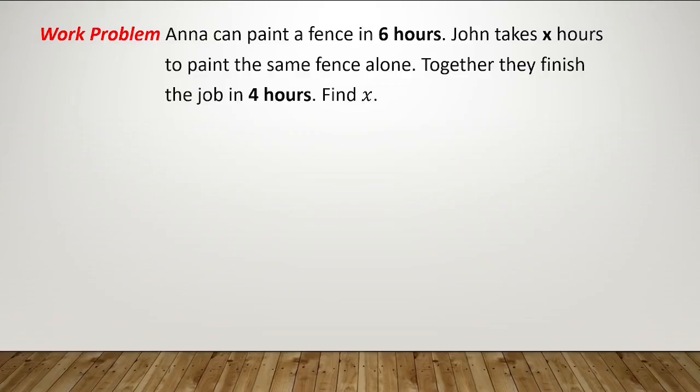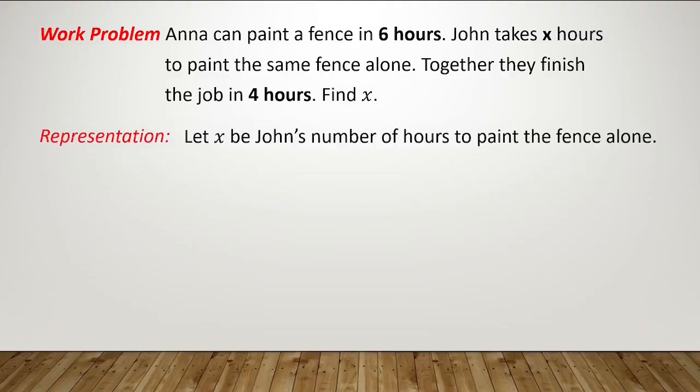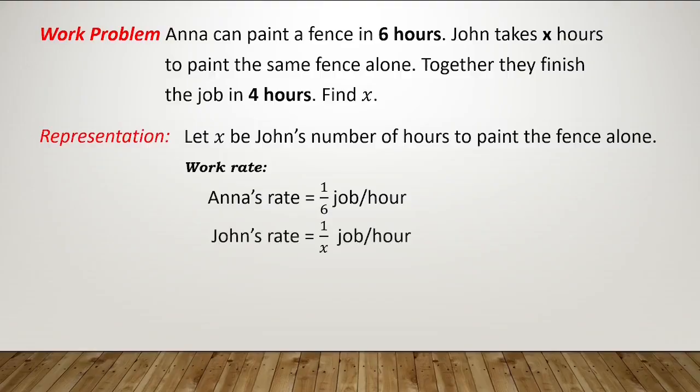Word problem. Anna can paint a fence in 6 hours. John takes x hours to paint the same fence alone. Together, they finish the job in 4 hours. Find x. So the problem is asking for the number of hours John takes to paint the same fence alone. So let x be John's number of hours to paint the fence alone. Work rate: Anna's rate is 1/6 job per hour. That means she can accomplish 1/6 of the job per hour. John's rate is 1 over x job per hour.